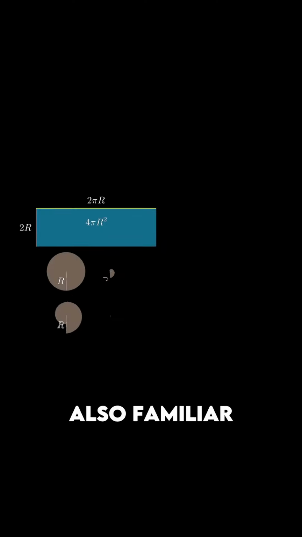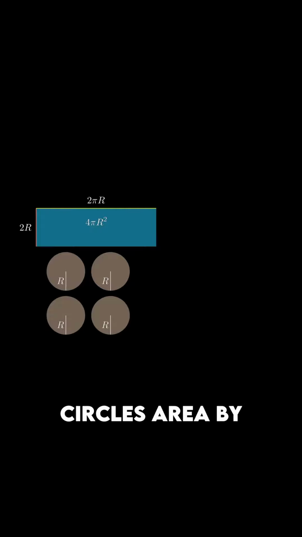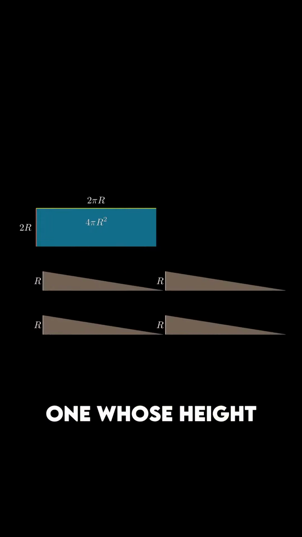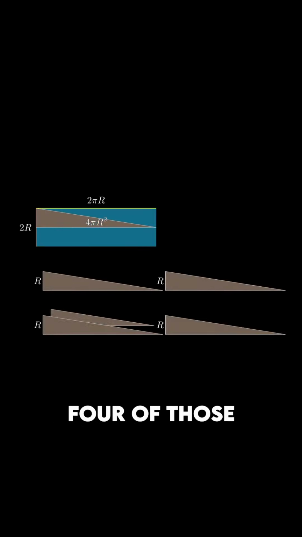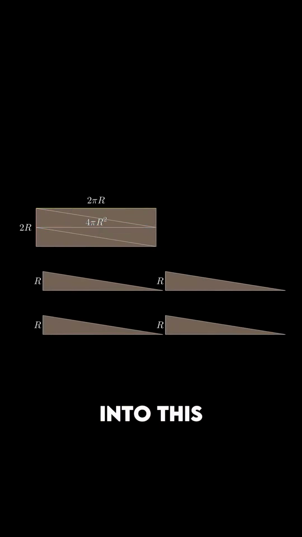And if you're also familiar with the trick of showing a circle's area by unwrapping it into a triangle, one whose height is r and whose base is 2 pi times r, you can see how 4 of those unwrapped circles fit perfectly into this unwrapped shape.